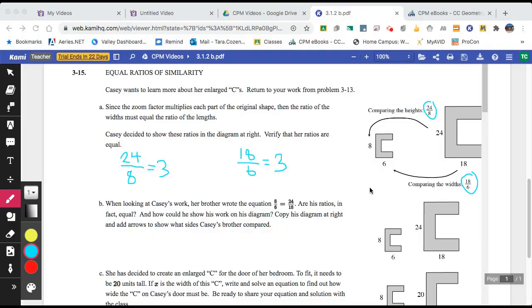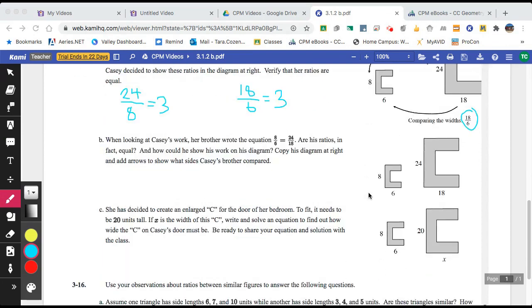All right, so just double checking that these ratios are equal. Our first ratio of the heights, 24/8. When you divide those, we get 3. And then the ratio comparing the widths, 18/6. When you divide those, you get 3. So the ratios are equal there.